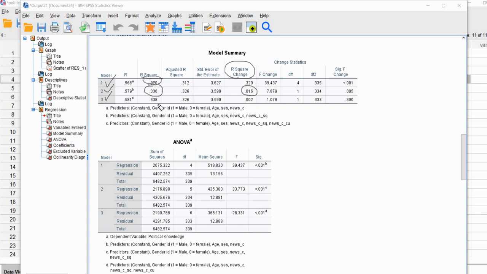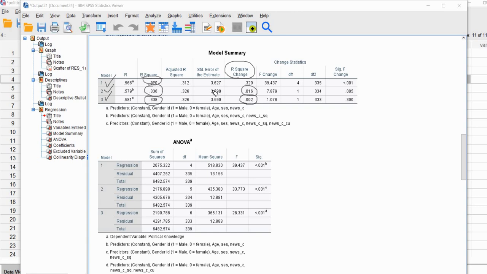Then the R-square for the third model is 0.338. So it's very, very small, and you can see the R-squared change right here is about 0.002. So we have not much change in our R-square value.